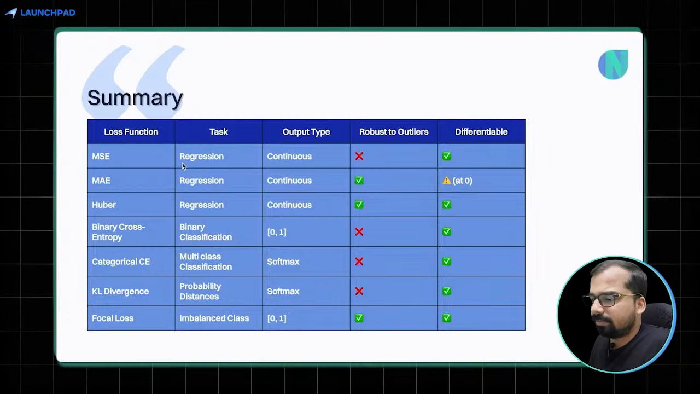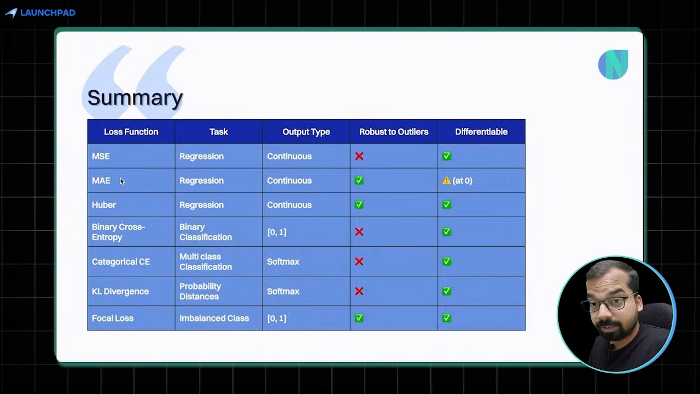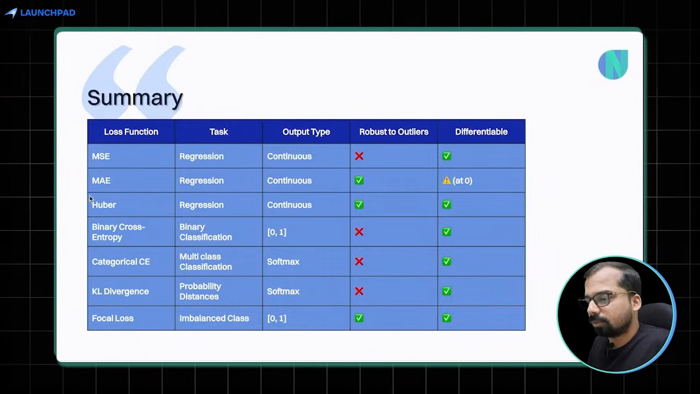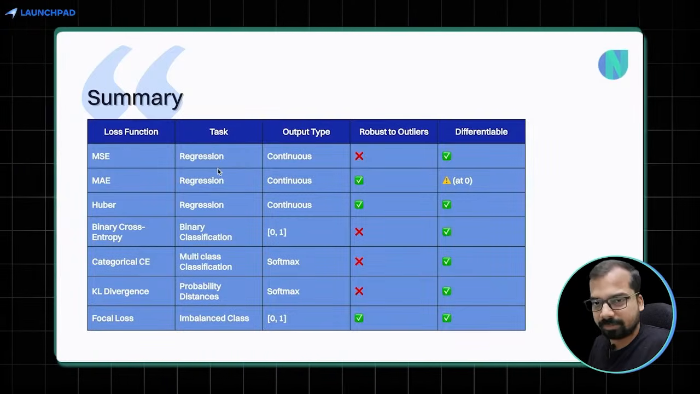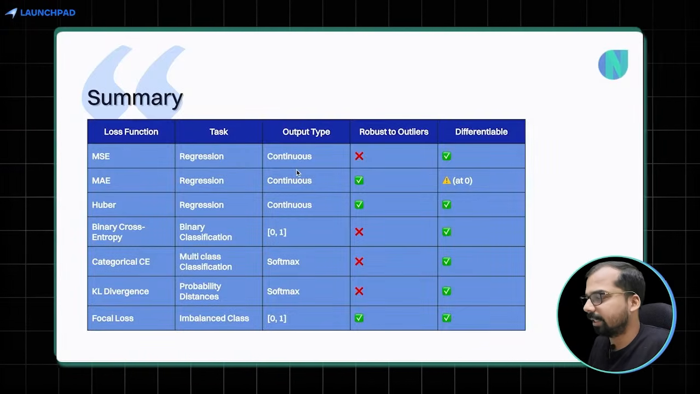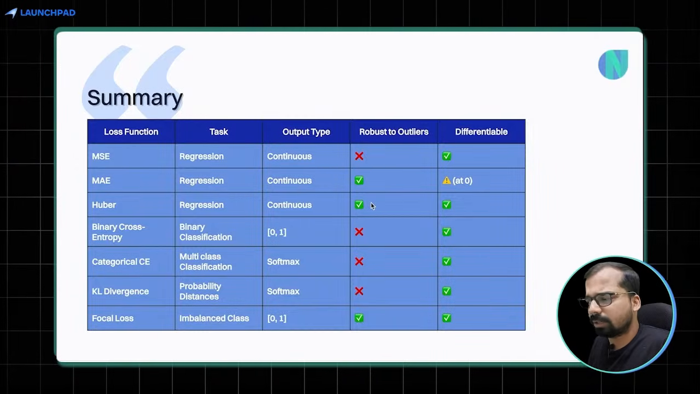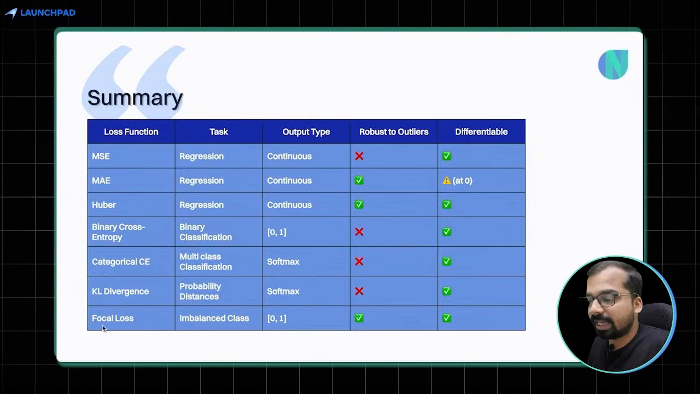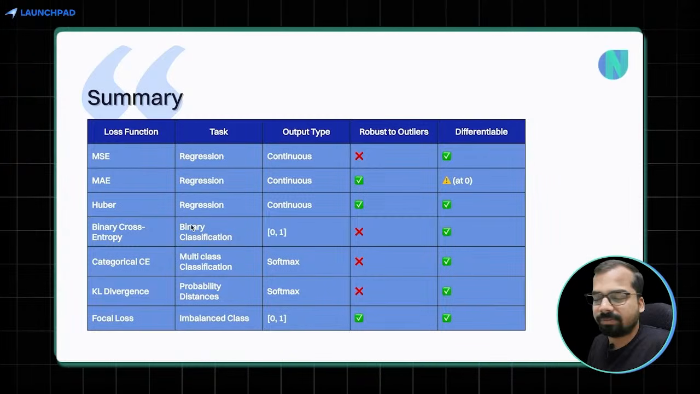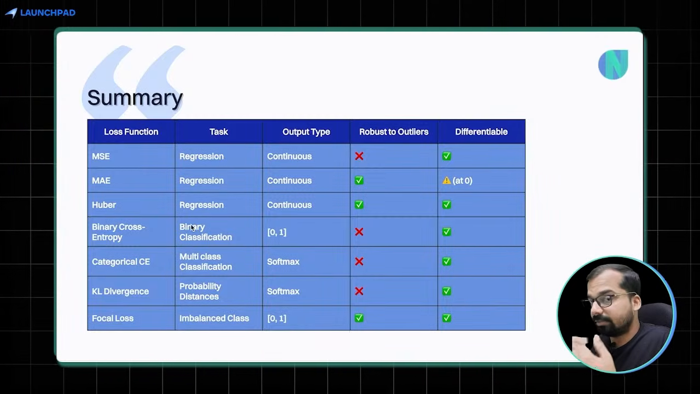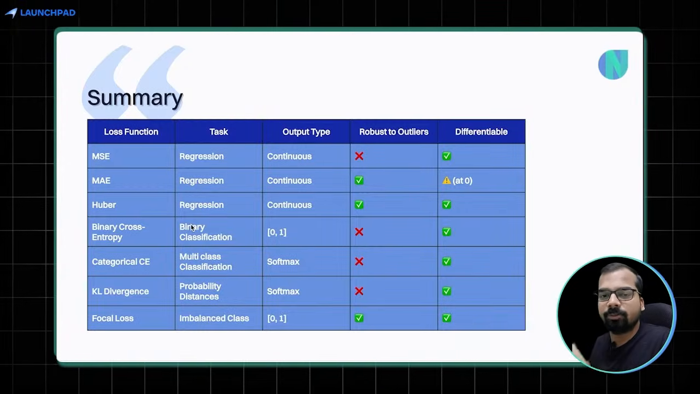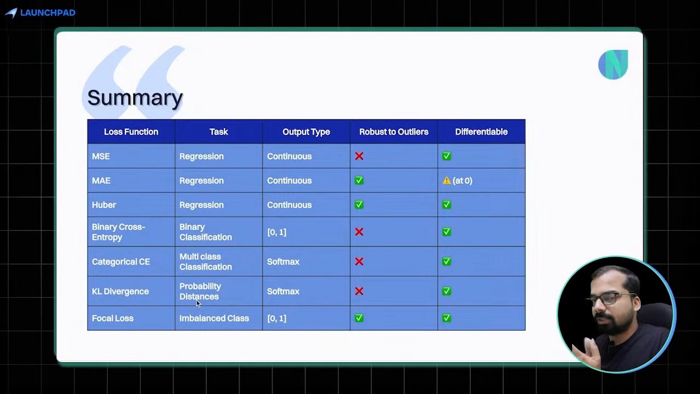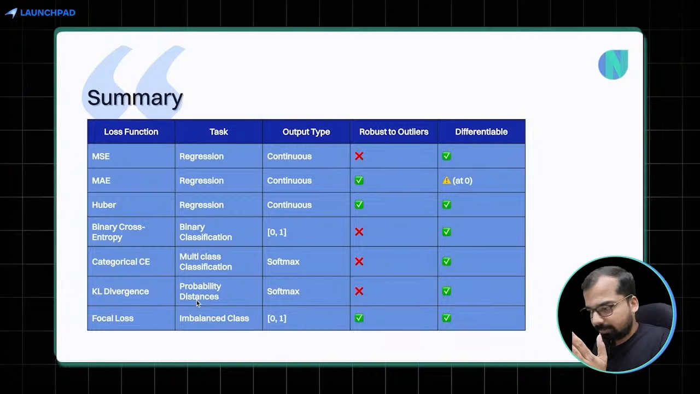So let's sum it up. We have seen mean squared error, mean absolute error, Huber loss, binary cross entropy, categorical cross entropy, KL divergence, and focal loss. The first three are used for regression cases, when your target is continuous, and we have seen which are robust to outliers and what the pros and cons are. Binary cross entropy, categorical cross entropy, and focal loss are used in classification settings, where you are not predicting continuous values but trying to predict discrete classes. And KL divergence is for comparison of two probability distributions.